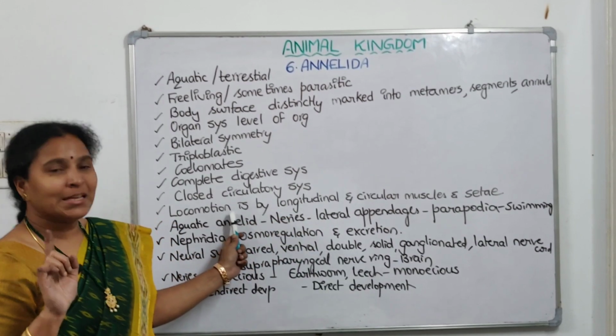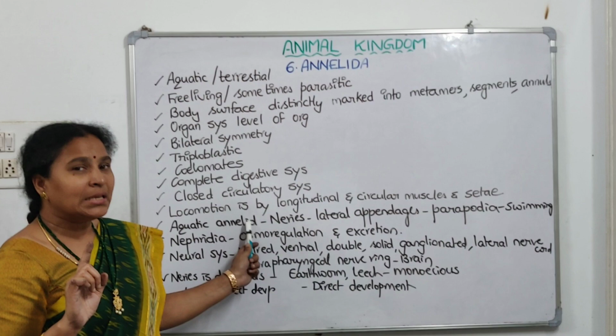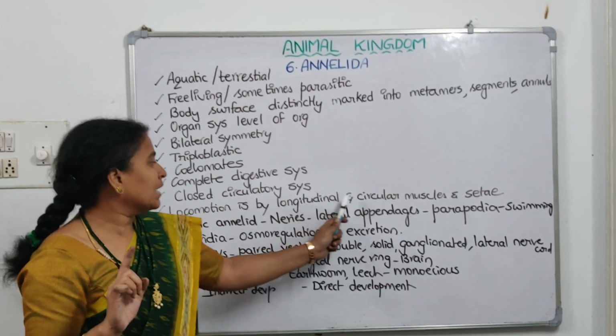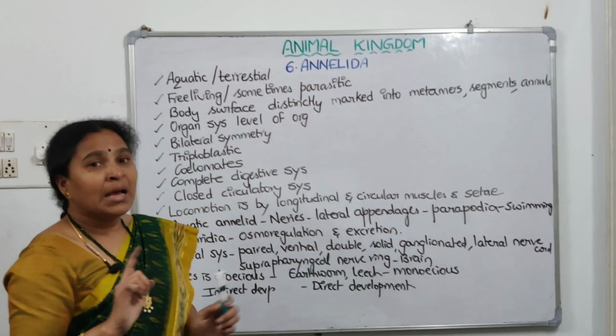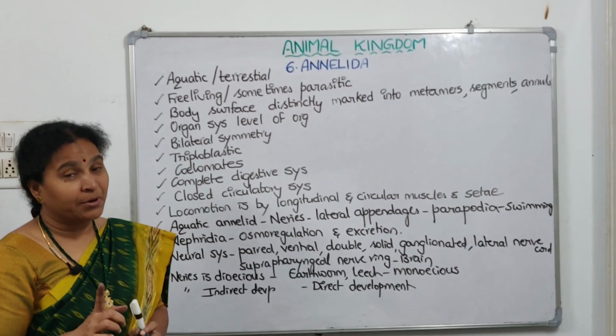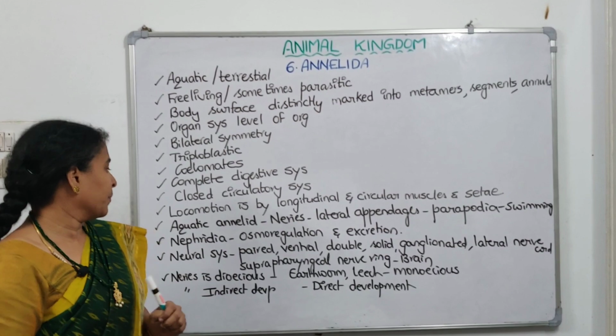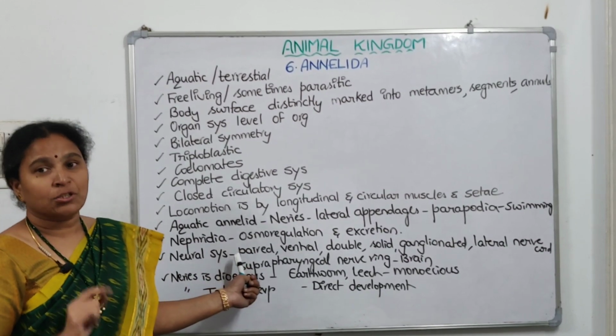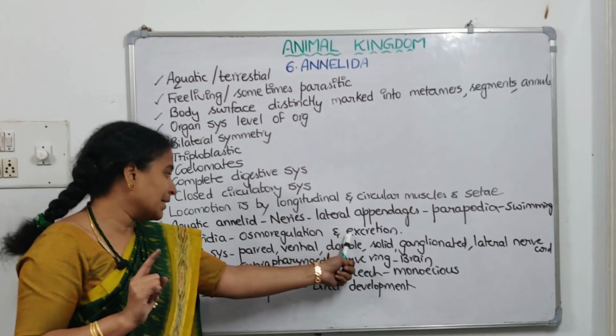Now locomotion is by setae and locomotion is aided by longitudinal and circular muscles also. Aquatic forms like Nereis will have lateral appendages called parapodia which help in swimming in water. Now nephridia are the structures for osmoregulation as well as excretion.